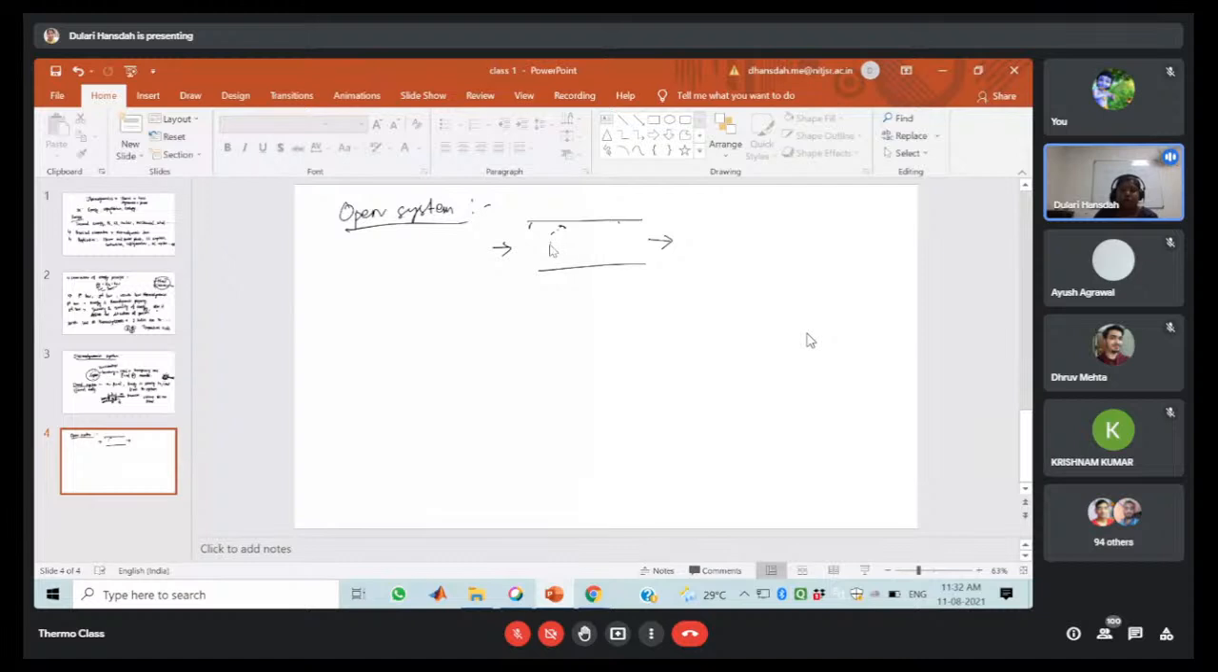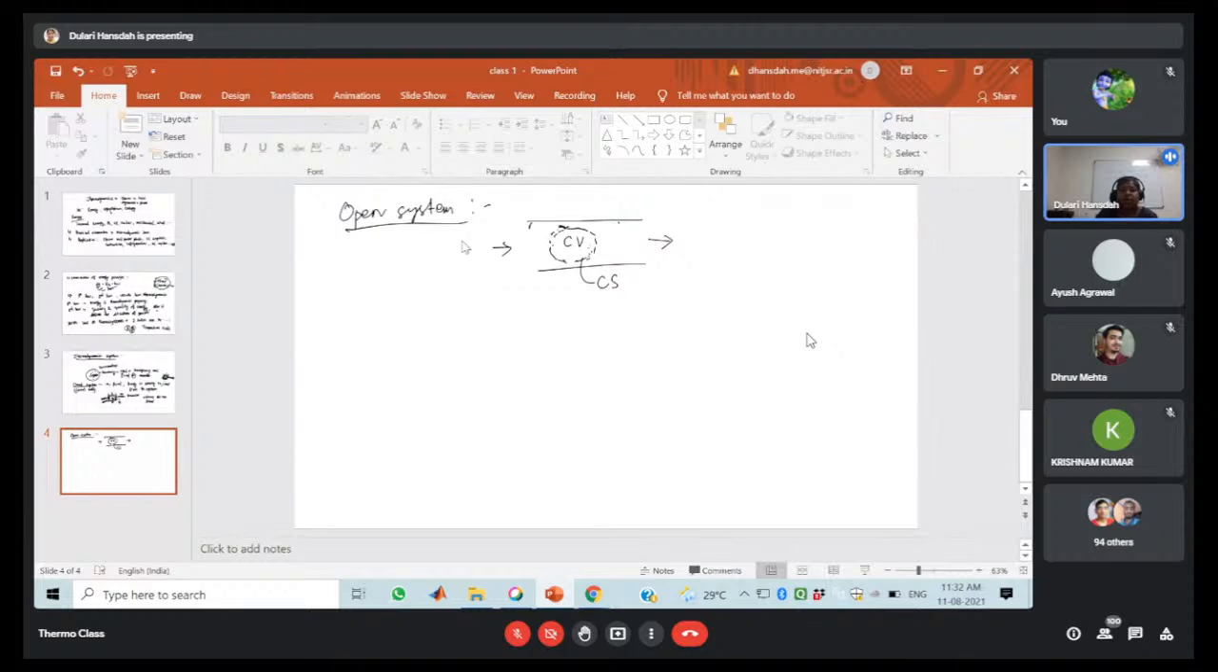In that case, you have to consider a certain region of space. This certain region of space is known as your control volume. The boundary of this control volume is known as your control surface. So this one is the control volume, this one is the control surface. In this case, both mass and energy interaction will be there.